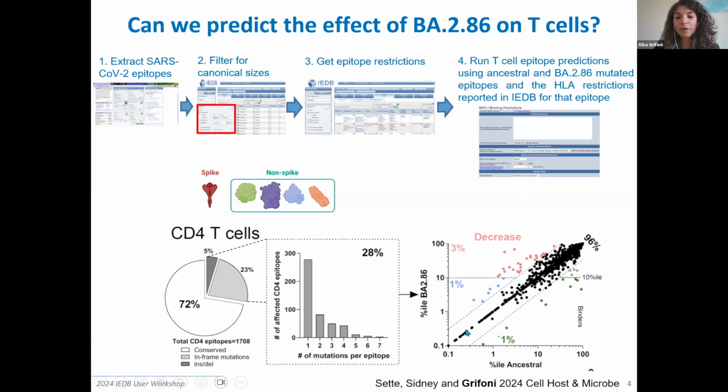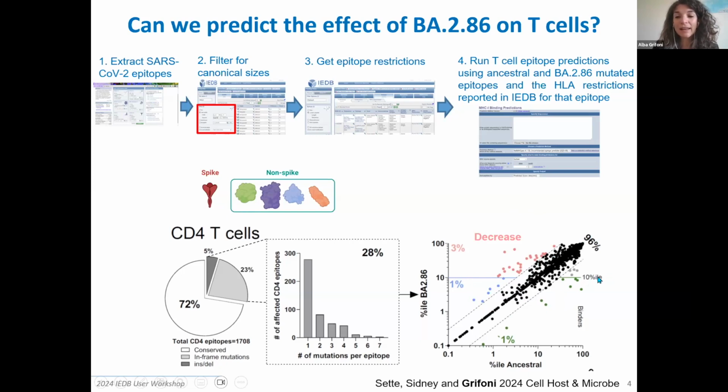Each of these data points represents a specific epitope. On the x-axis, you have values that pertain to the prediction based on the ancestral. And on the y-axis, the prediction that we derive if we look at the mutated peptides for BA.2.86. So anything that is on the oblique line essentially suggests that there is no change in the binding ability of the HLA molecules, even if you have the mutation. Anything that goes outside is actually bad news or good news.